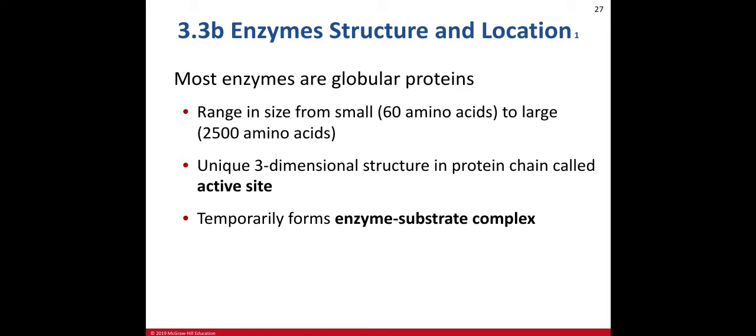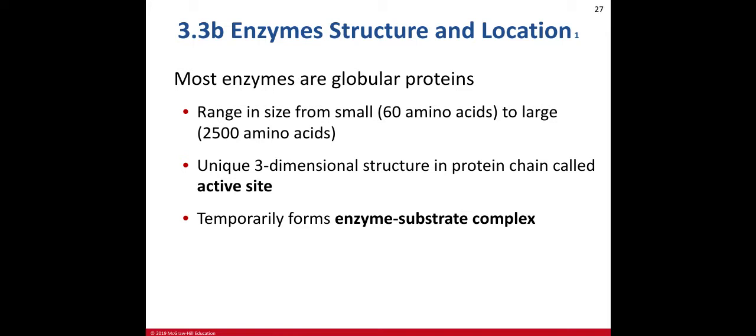So, what makes an enzyme be able to do its job? What does it look like? Great. Most enzymes are globular proteins. So they are going to be those little fat molecules of proteins that we learned about in our previous chapter. They can range in size from being small, about 60 amino acids, to being really large, complex structures with over 2,000 amino acids in their sequence.